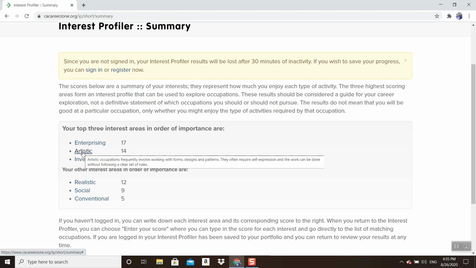Somebody is artistic. Artistic occupations frequently involve working with forms, designs, and patterns. They often require self-expression, and work can be done without following a clear set of rules. So I like to explain this personality with students. If you're a student and a teacher assigns you a project and they say, go ahead, be creative as you want, then this is perfect for somebody who is artistic because they don't want boundaries. They want an open platform so they can do their creative project.